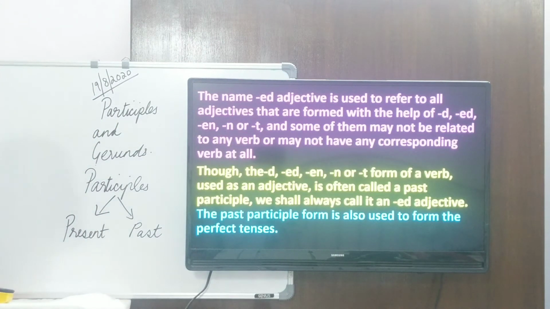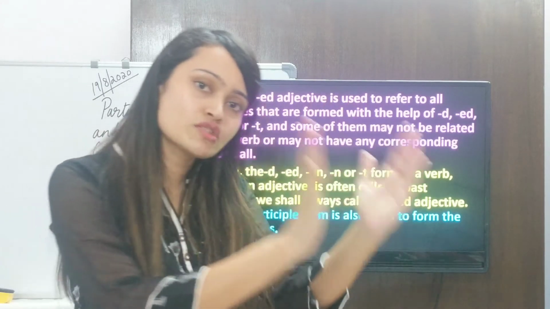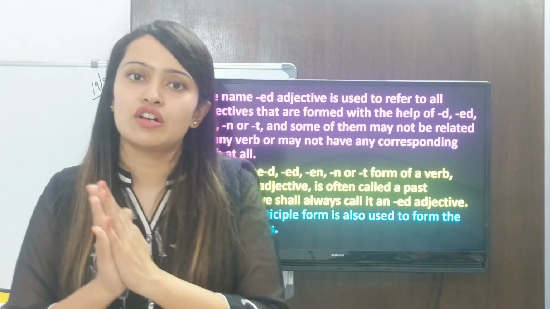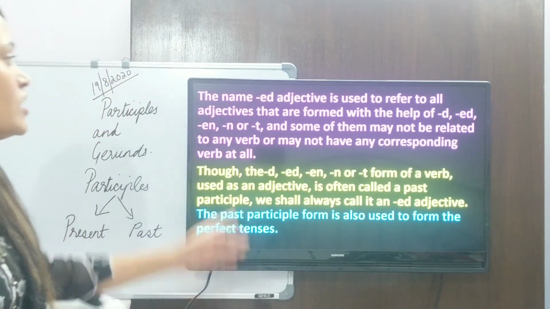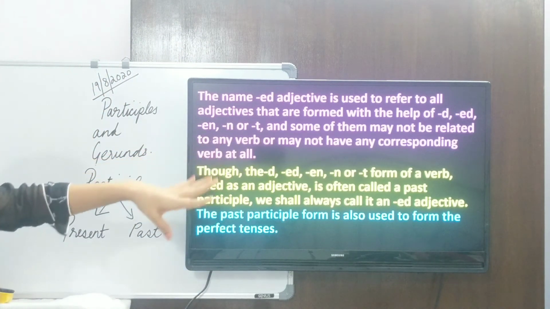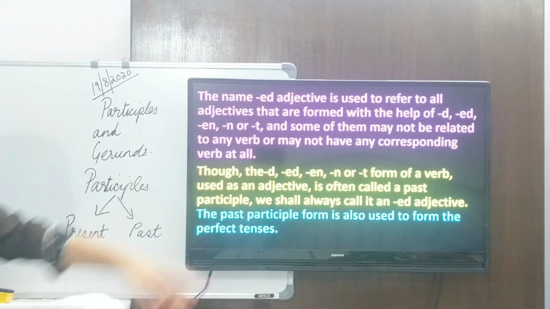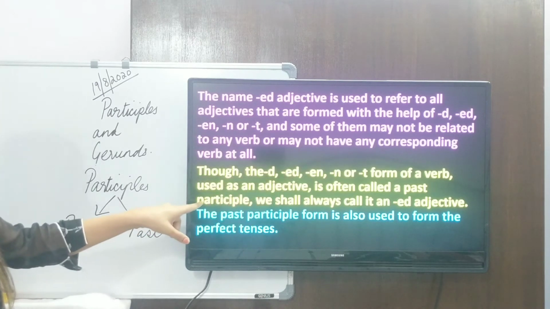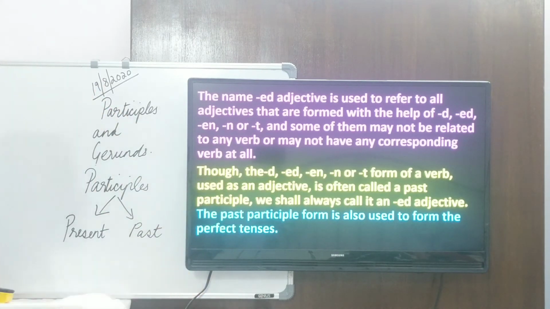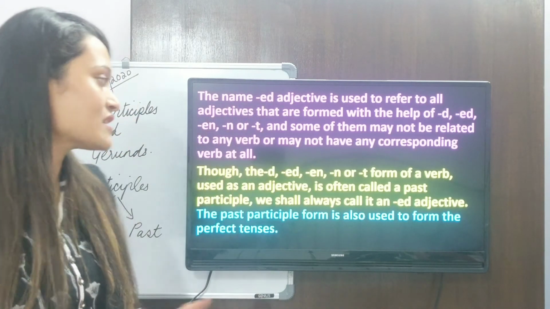The name ed adjective is used to refer to all the adjectives that are formed with the help of ed. So it includes all those which have corresponding verbs, which do not have corresponding verbs, which are past tense, which are past participle. And some of them may not be related to any verb at all. Though the d, ed, en, n or t form of a verb used as an adjective is often called a past participle, we shall always call it an ed adjective. You know the meaning, why? Because there are so many exceptions.